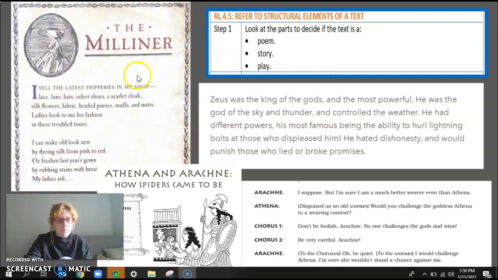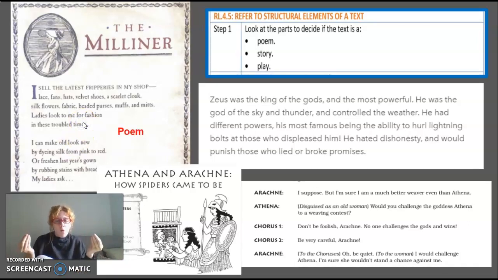The Milliner, let me see. Well, The Milliner has its character, and I see that this isn't really complete sentences. It's written in shorter lines and it's divided in stanzas. Oh, I know that those are characteristics of a poem. A poem tells us a story in an imaginative way and it has lines and stanzas. All right, so that's a poem.